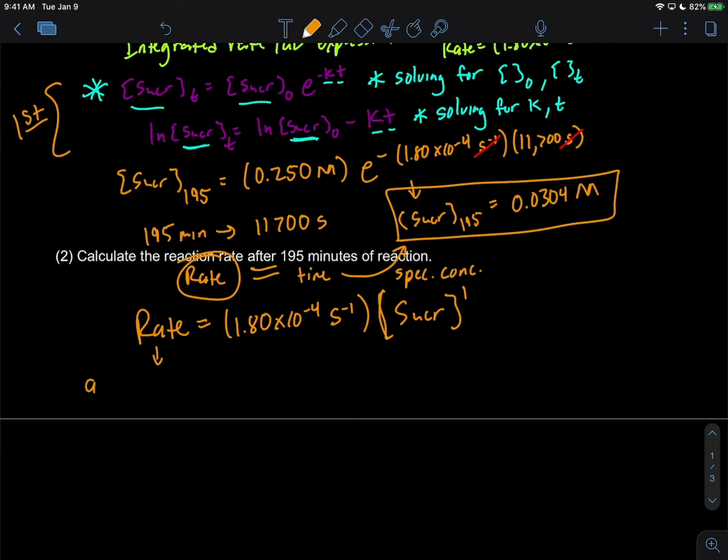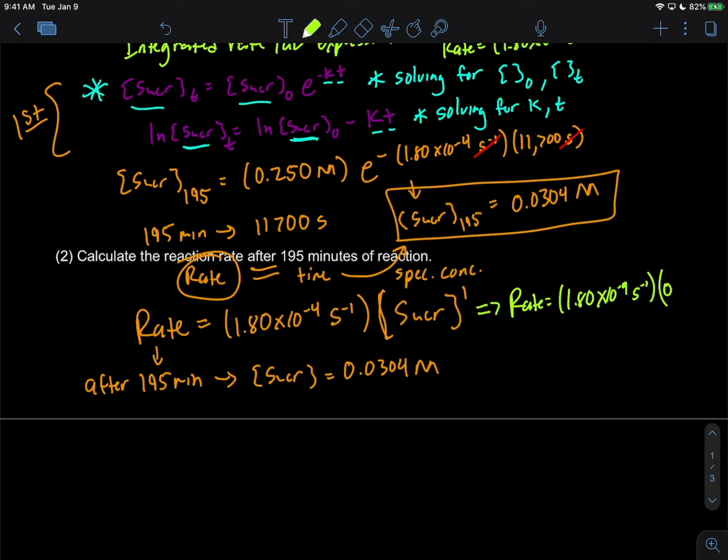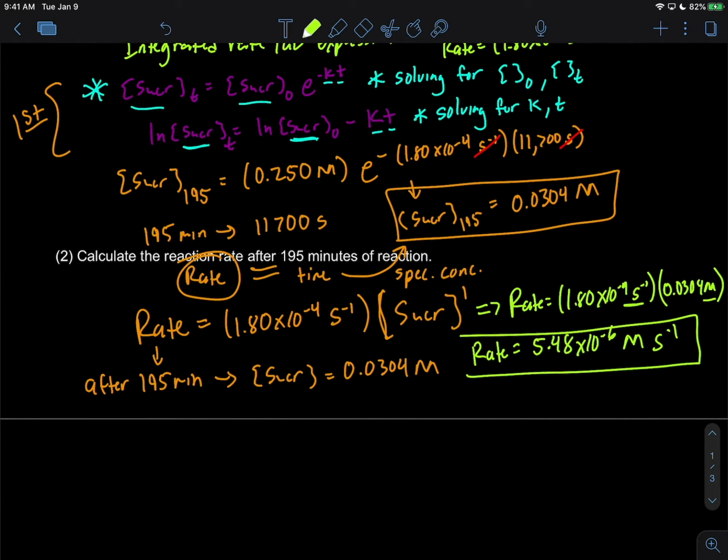So if we want to look at the rate after 195 minutes, we're going to use the concentration of sucrose, which is now 0.0304 molarity. It's no longer the 0.250 molarity. So we can go ahead and plug that in here now for our rate. Our rate constant, 1.8 times 10 to the negative fourth inverse seconds. Our concentration here again, 0.0304 molarity. And so we would find that our rate at 195 minutes is 5.48 times 10 to the negative sixth molarity per second, right? Because we have inverse seconds and then concentration molarity per second. And that would be our rate there.